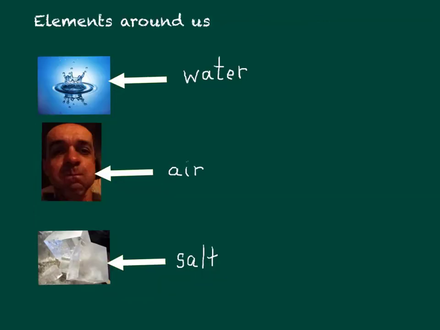And elements are, of course, all around us. In water we find 2 elements, hydrogen and oxygen. In the air in my cheeks here, or the air around us, we find mostly nitrogen and oxygen. Nitrogen about 79%, oxygen about 21%, and also small amounts of carbon dioxide and water vapor and some others. Salt is made up of 2 elements, sodium and chlorine.